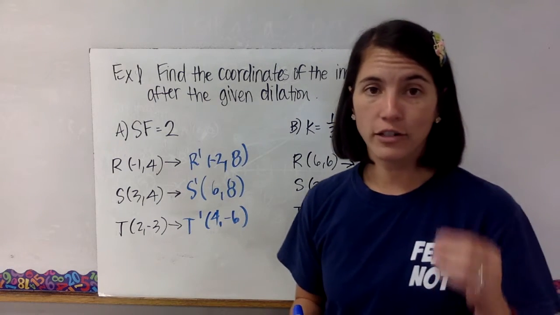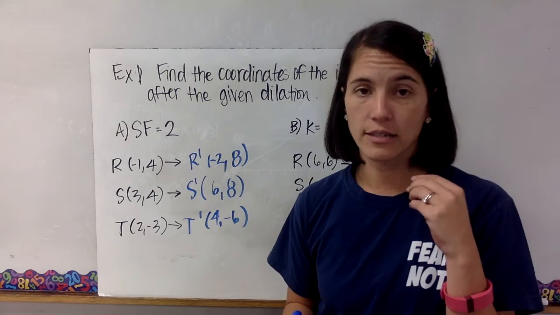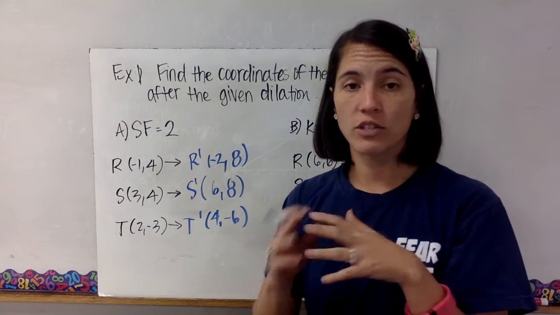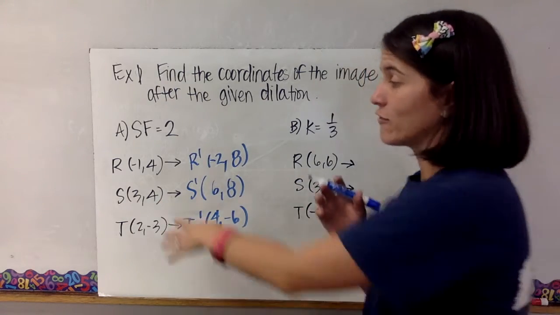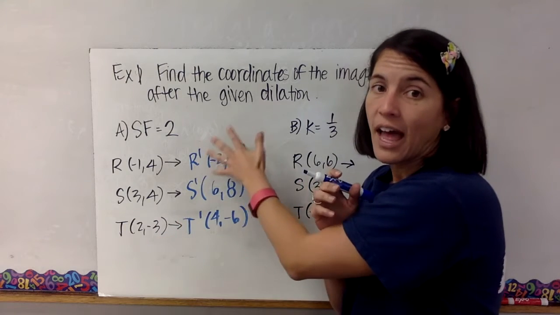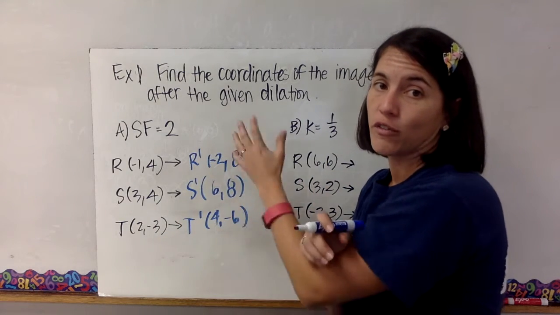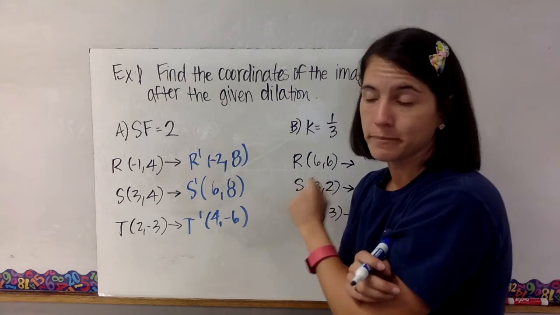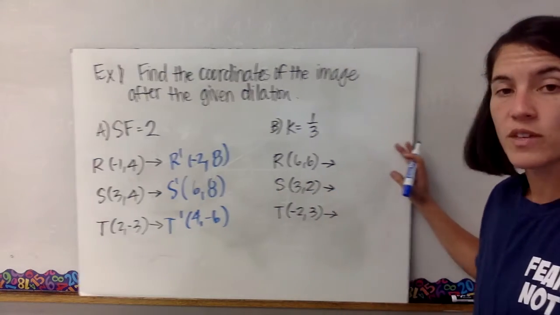You multiply the scale factor by all the coordinates of all the vertices. The scale factor is greater than 1, so this is a stretch. If we were to graph the original triangle and then the image of the dilated triangle, this triangle would be twice as big. Let's do this one together.